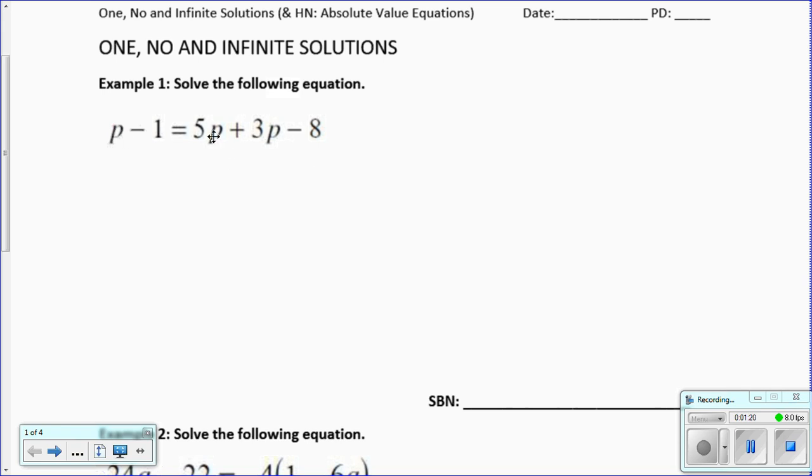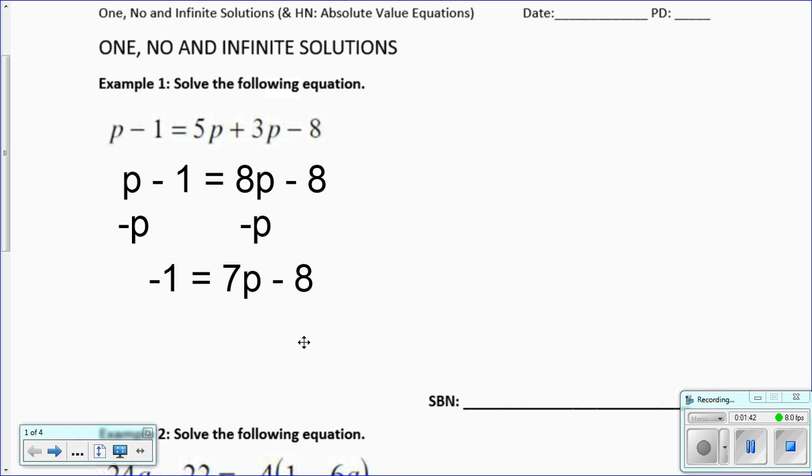So let's start with example 1. We have p minus 1 equals 5p plus 3p minus 8. You're just going to go ahead and combine your p's on this side. So you get p minus 1 equals 8p minus 8. Now you just need to get all your variables to one side and all your constants to another. So I'm going to go ahead and subtract p from both sides, giving me negative 1 over here. And then 8p minus 1p gives me 7p. So there, I got that.